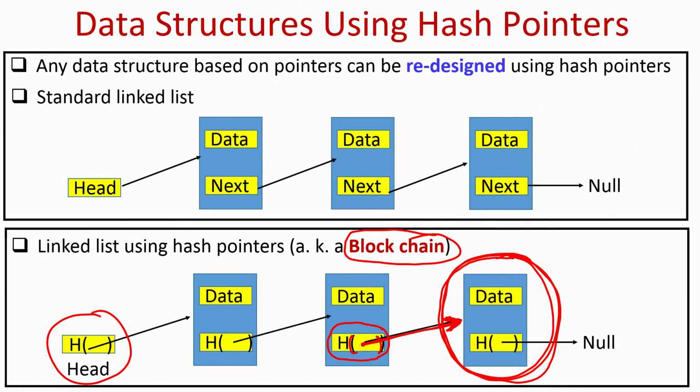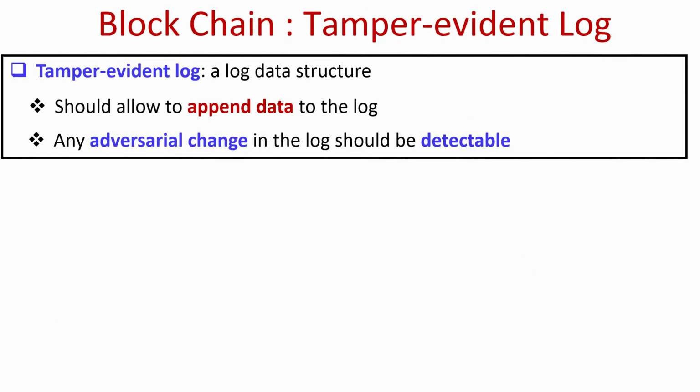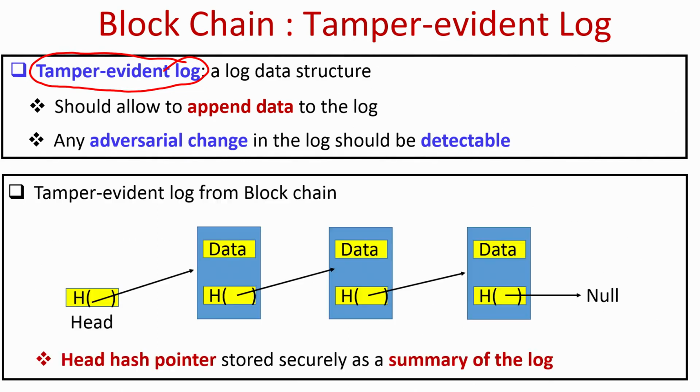So, this blockchain gives you a very nice data structure, namely it helps you to instantiate what we call a tamper evident log. And what exactly is a tamper evident log? It is a log data structure that will store a lot of information, and it should be a dynamic data structure in the sense that it should allow you to append data to the log. That means, whatever existing log you have, you can append data to it, and apart from that, any change in the existing log should be detectable.